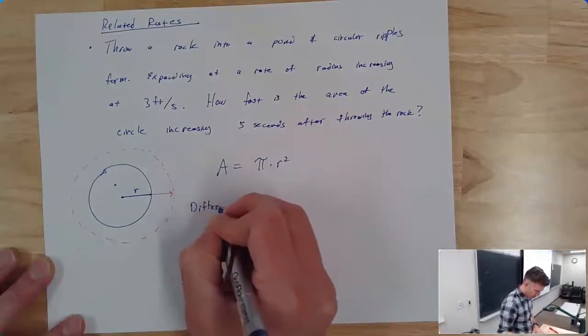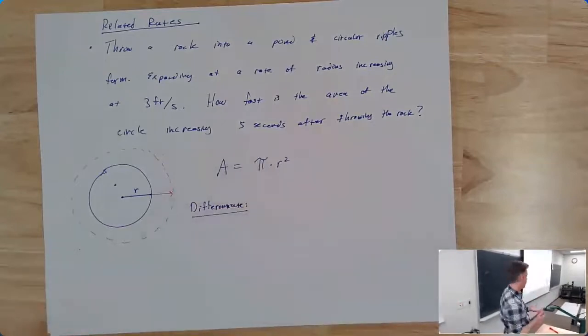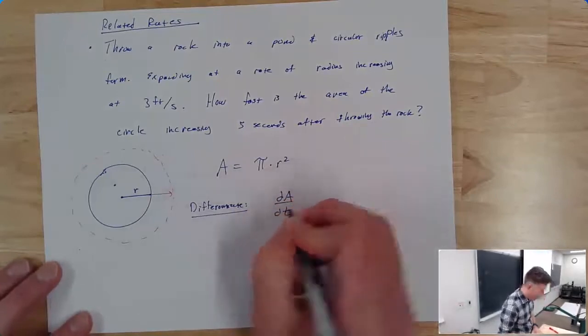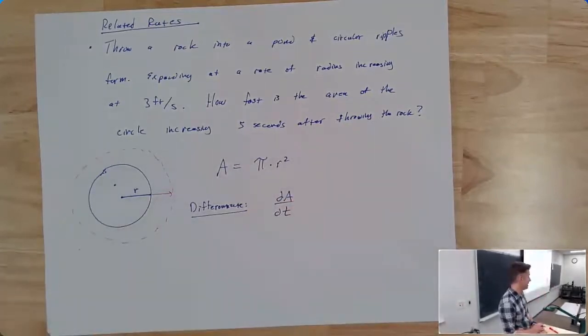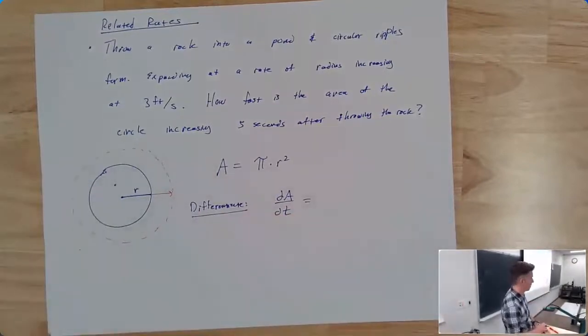So we differentiate both sides and we say, well, the derivative of area is the rate of change of the area, dA dt, because that's what we're interested in. We want to know how fast the area is increasing as time goes on. On the other side of things, we're going to differentiate that as well. What's the derivative of r squared?